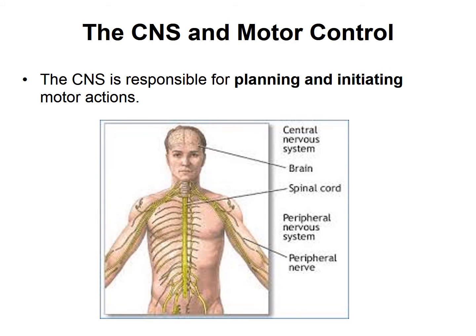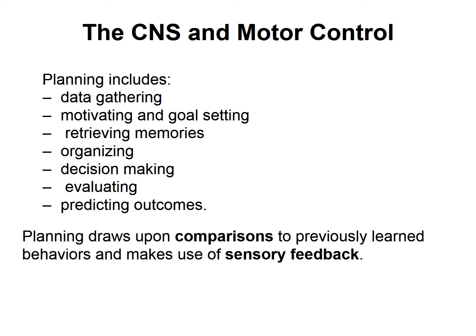Okay, let's talk a little bit more specifically about the central nervous system and the importance of the CNS in planning and initiating motor actions. We'll talk about the peripheral nervous system in more detail later, but specifically let's discuss what it means to plan from the central nervous system. There's a number of functions that relate to the central nervous system and typically are encompassed in something called planning.